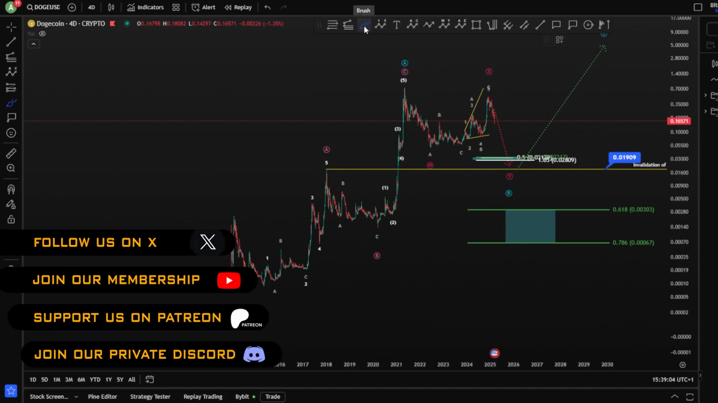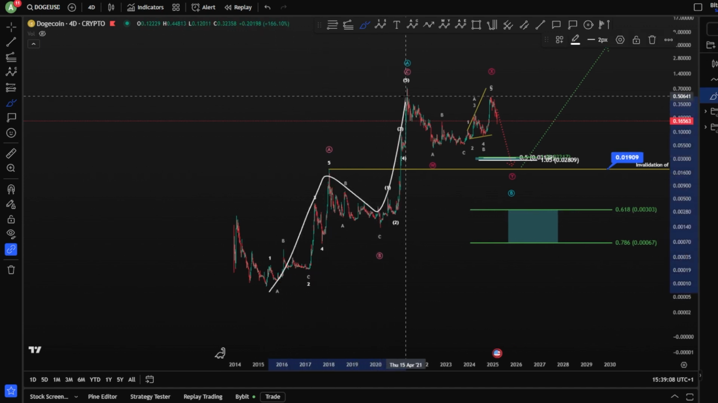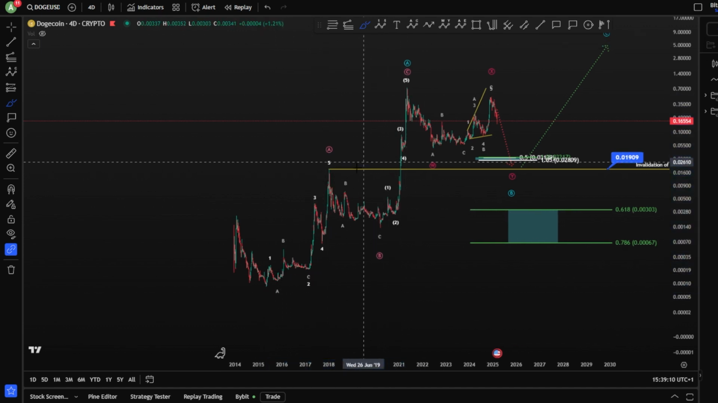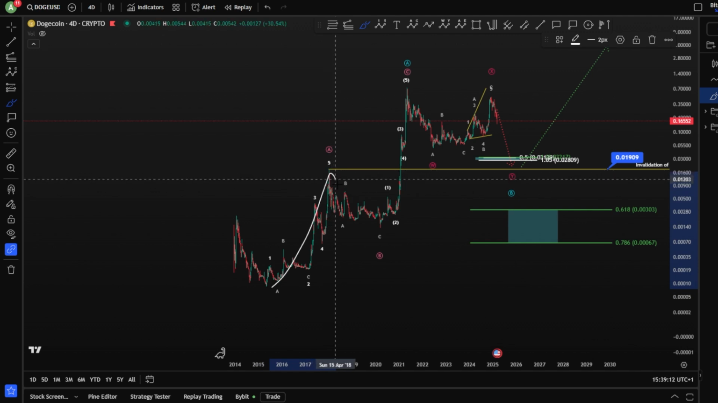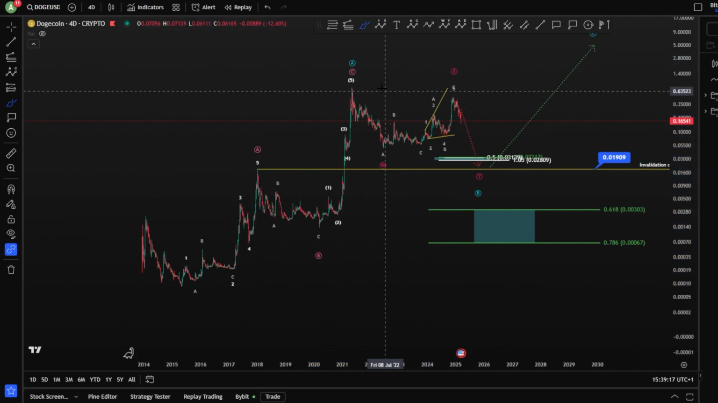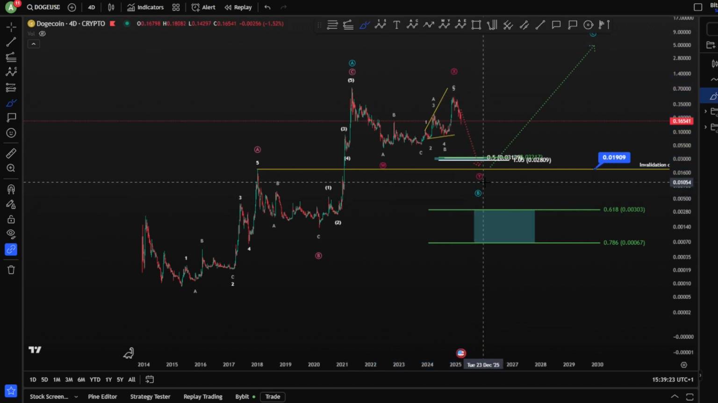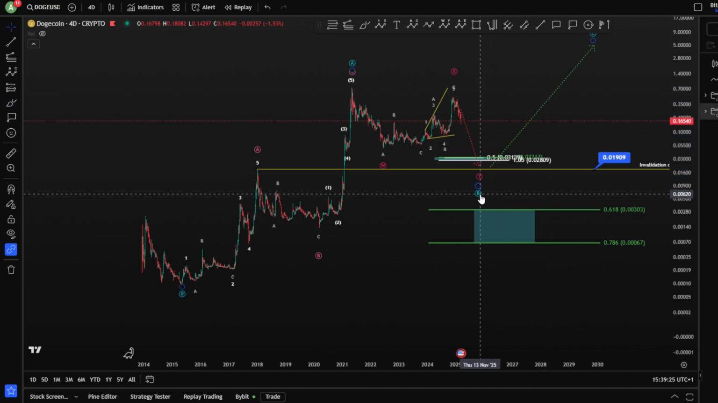Starting on the 4-day chart, we have of course an A, B, and a C to the upside. We are looking at an impulse, correction, and then impulse to finish a wave A in a zigzag. Right now we are looking for a potential wave B, or W, X, and Y, to finish a wave B and then move higher later on.